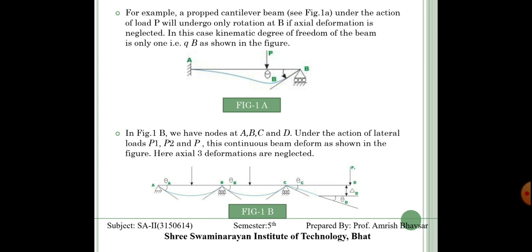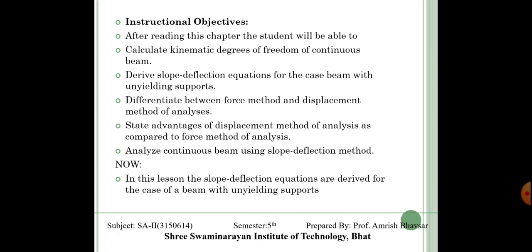In the second figure, we have nodes at A, B, C and D. Under the action of lateral loads P1, P2 and P, this continuous beam deforms as shown in the figure. Here again we neglect axial deformation. Now the most important thing, the instructional objectives. What are the objectives for the analysis of this kind of continuous beam by the slope deflection method?